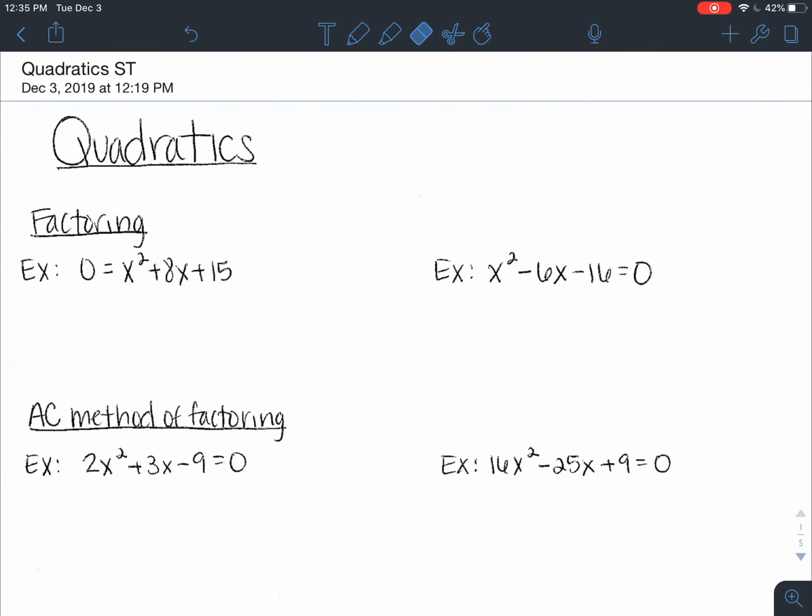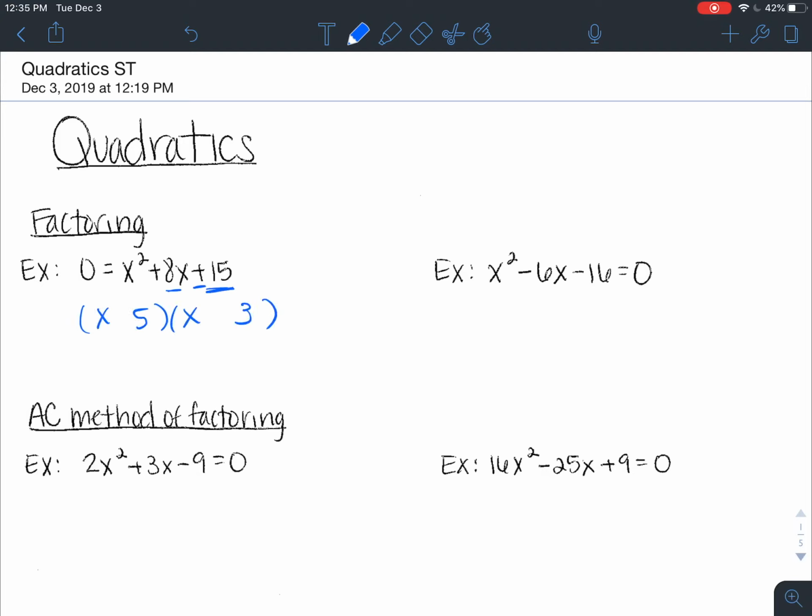All right, guys, so we're going to talk more about quadratics real quick. I want to just go over really quickly with factoring. So we did this on Monday. So we're looking for factors of 15 that add to give us 8. So that's going to be 5 and 3.